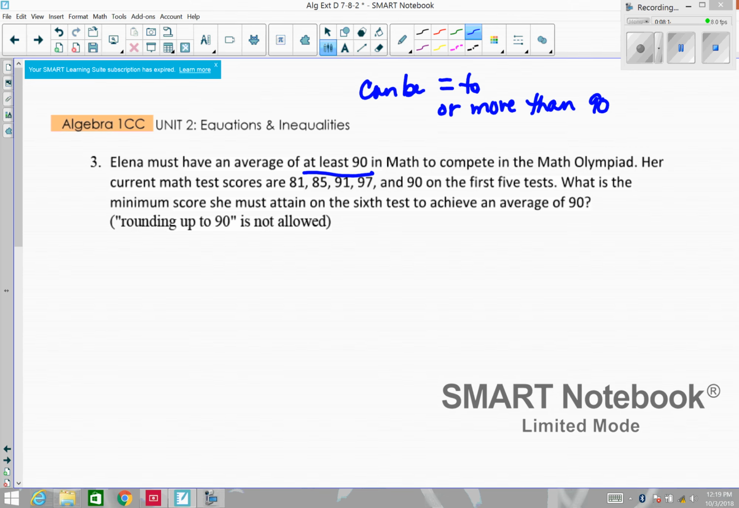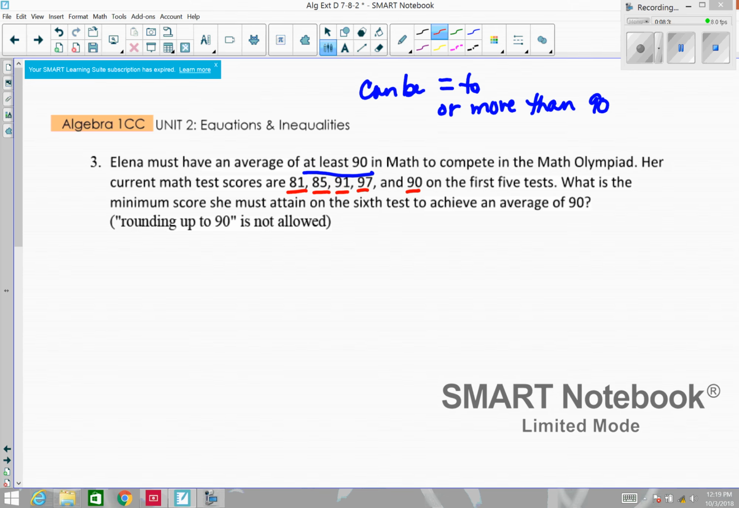Her current math test scores are given to us. Looks like she's got a couple grades in the 80s and then a couple in the 90s and one exactly 90. And that's on the first 5 tests. We want to know what's the minimum score she must get on the 6th test to get her average of 90. And we can't round up to get a 90. It has to be a 90.0 or higher.